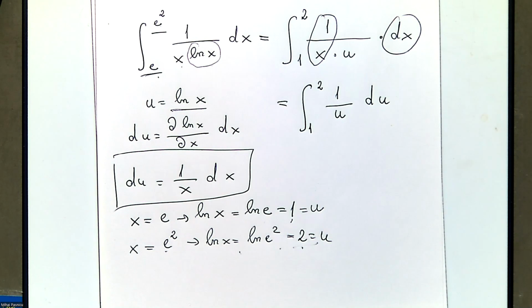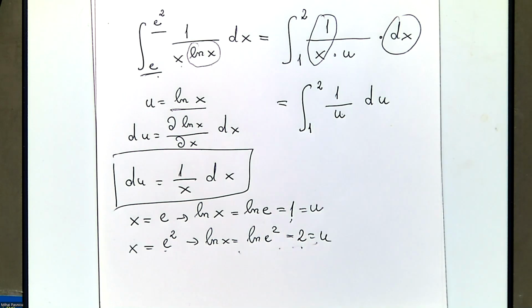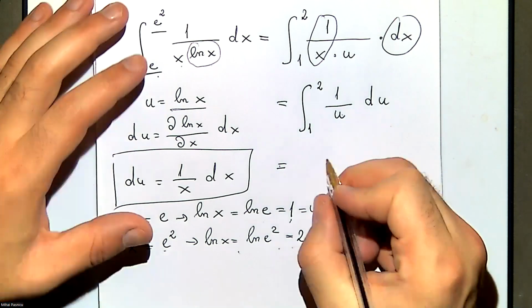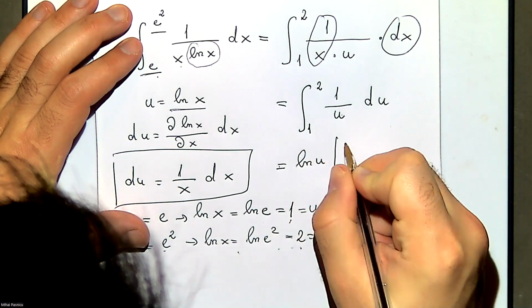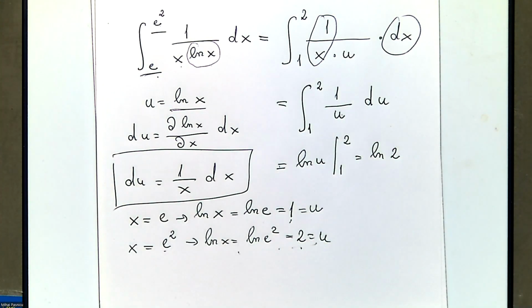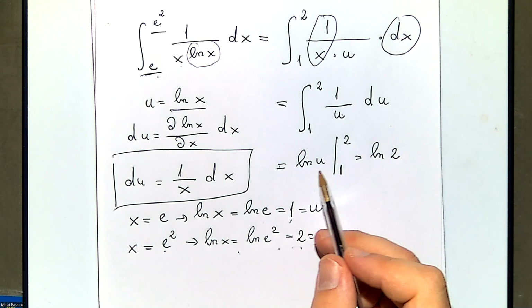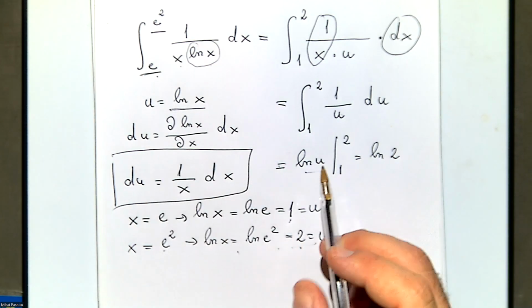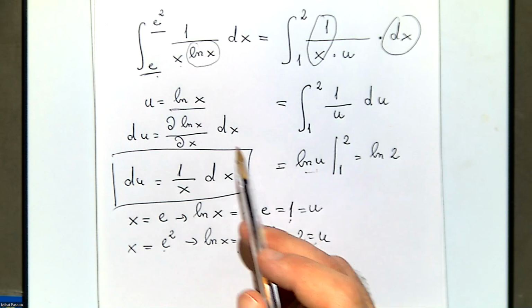And right now, we know what this integral is. It's just ln of u from 1 to 2. This is just ln of 2. Now, an important difference from the indefinite integral is that I don't change back. Once I get ln of u here, since I changed my heads of integration, I don't replace u back with ln of x.